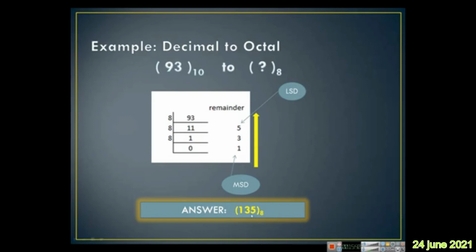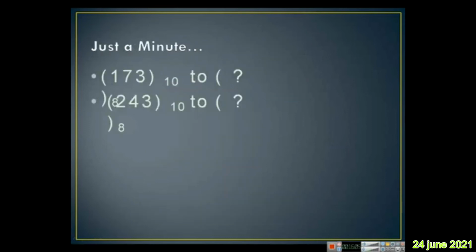Therefore, I cannot call it just 135. What should I say now? The 93 of decimal is equivalent to 135 of octal, exactly in the same way how we did in binary. There we divided by 2. Now here we have to divide it by 8. Similarly, you try to do this example. 173 of decimal, what is the value in octal? Similarly, 243 of decimal, what is the value in octal? These two exercises you need to do.